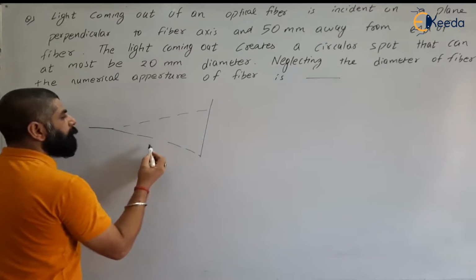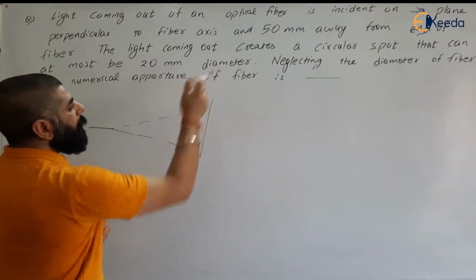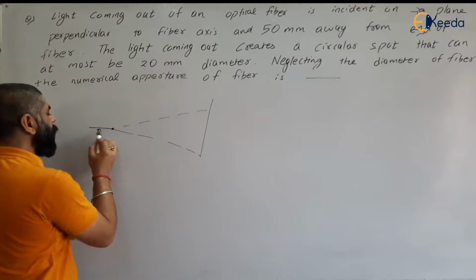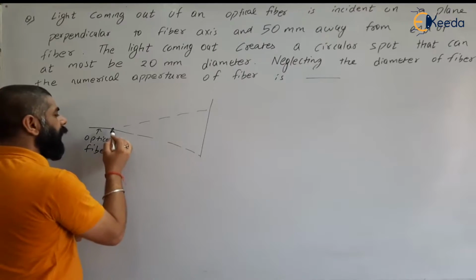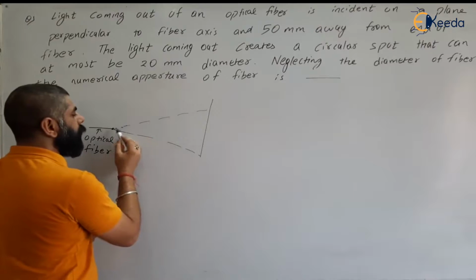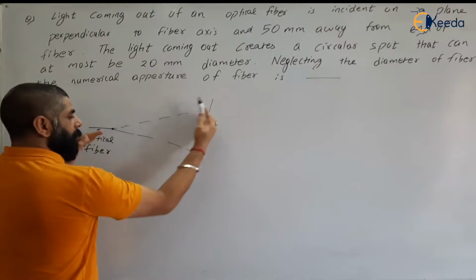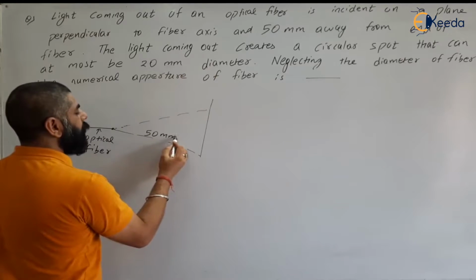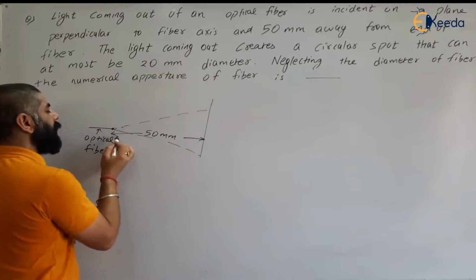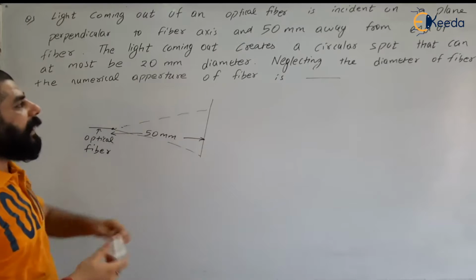Suppose this is the optical fiber, light coming out of this falls on a perpendicular surface, which is placed 50 mm away from the fiber. This is our optical fiber. Light coming out of the optical fiber falls on a surface which is placed perpendicular, and how much distance is given? 50 mm away. So the distance between the optical fiber and that perpendicular surface is 50 mm.